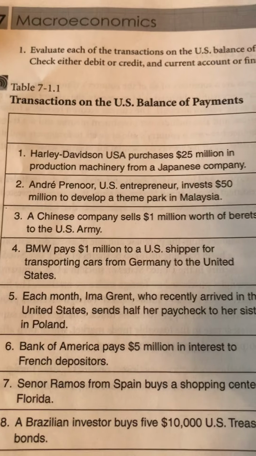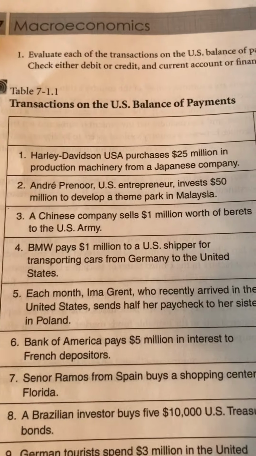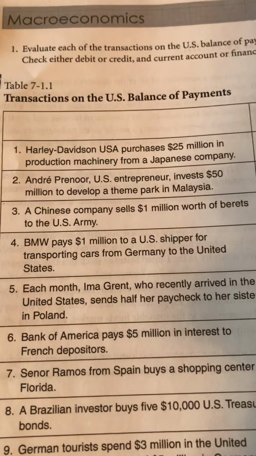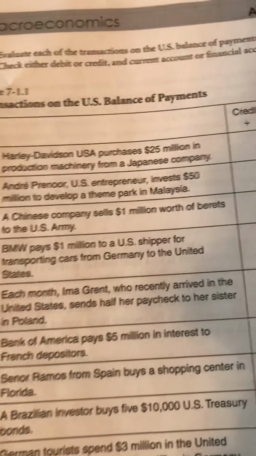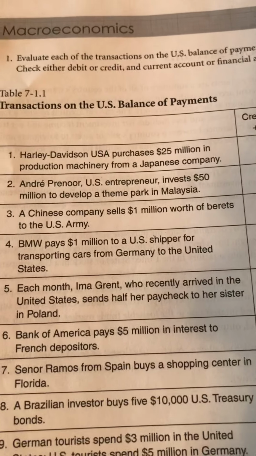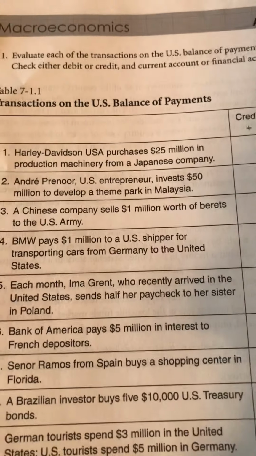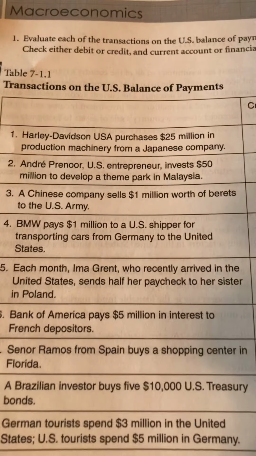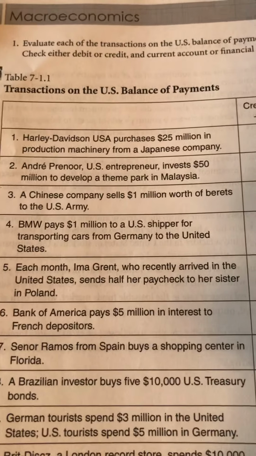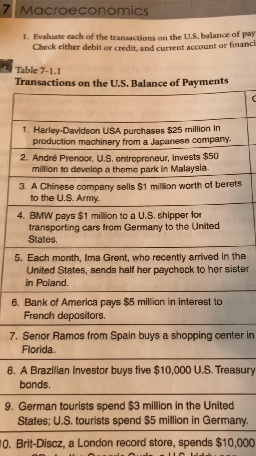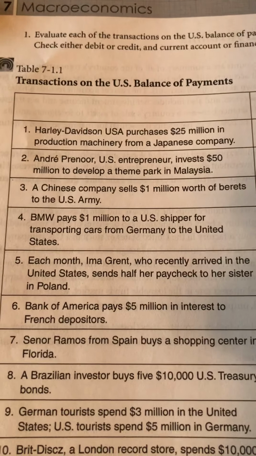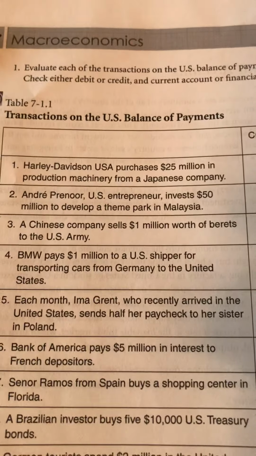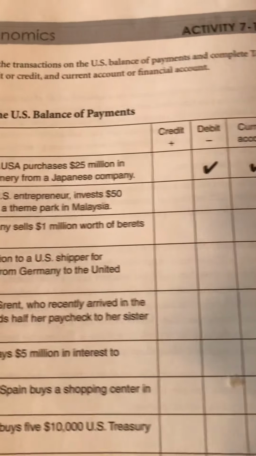Number five. Each month, an immigrant who recently arrived in the United States sends half her paycheck to her sister in Poland. As we learned previously, monies that are sent by immigrants to people in foreign nations would fall under the current account, and that would obviously be a debit, money flowing out of the U.S. and going to Poland.